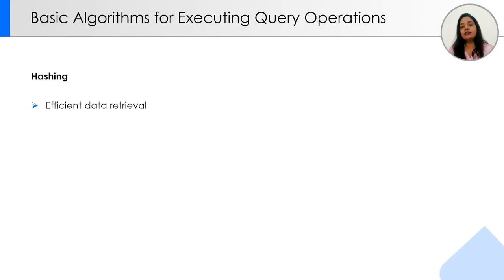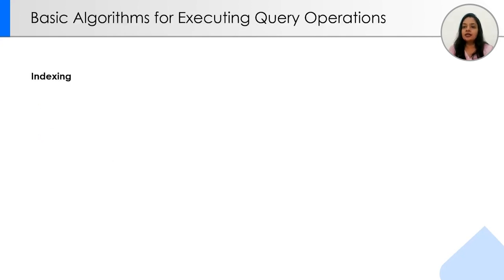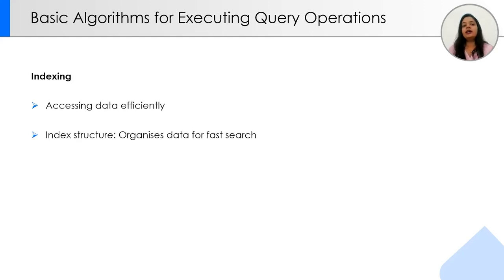Then comes hashing. Again, it is efficient way of data retrieval. And then the hash function includes mapping of the keys to indices. It also protects the collision by handling multiple keys. Then comes indexing. So basically it is used for accessing the data efficiently and quickly. The index structure is in such a manner that the data is organized for fast search. Thus, it helps in data optimization. The index maintenance is also important because as and when the data is stored, it needs to be updated. So updating of index on data changes is important task which must be performed on regular basis.